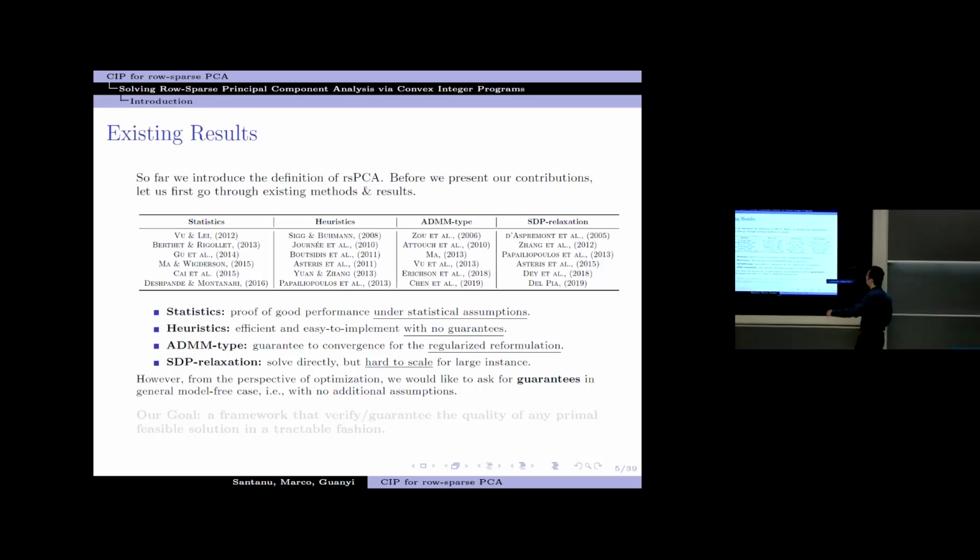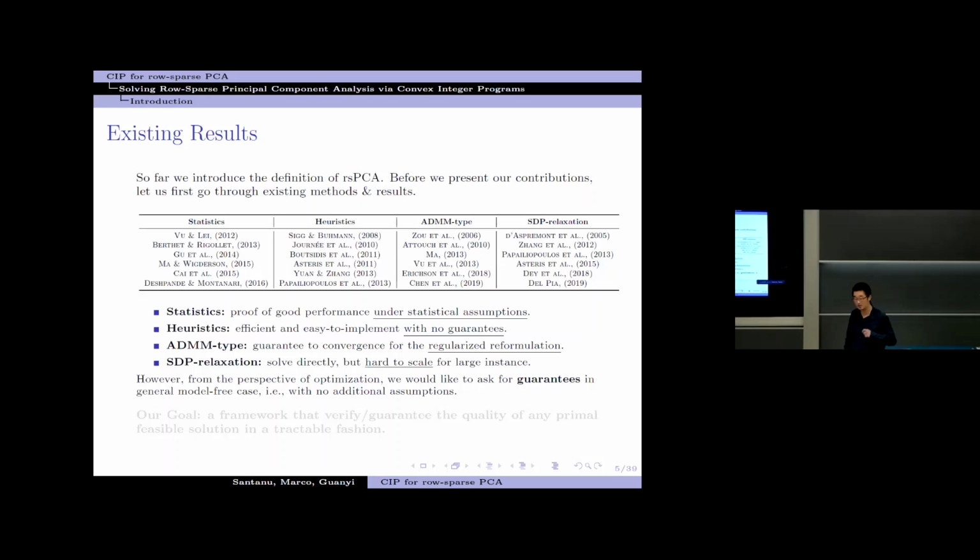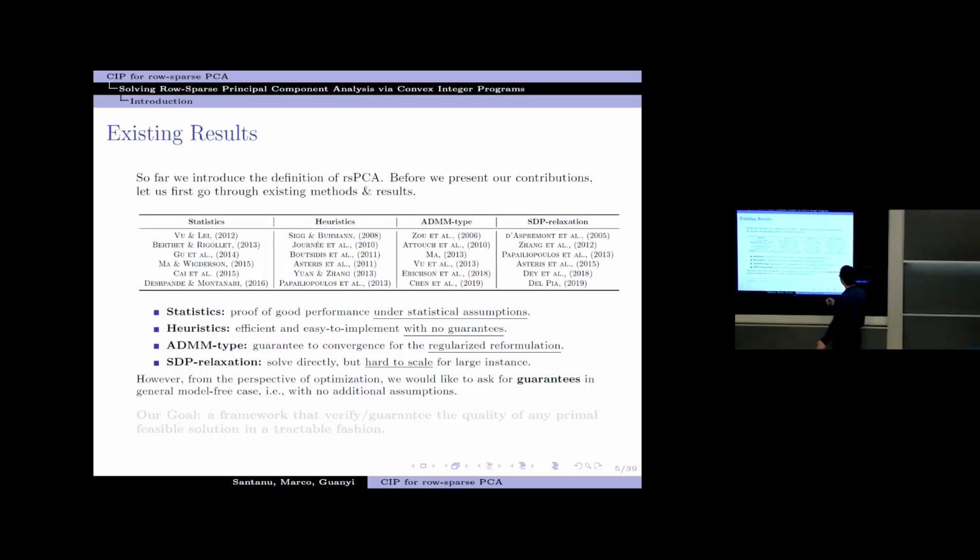And the third one is some kind of ADMM type algorithm. This type of algorithm converges with guarantee. That's very good. But the problem is that somehow they transform the original sparse PCA problem into some problem with a regularized term on the objective function. And the final one is the SDP relaxation.